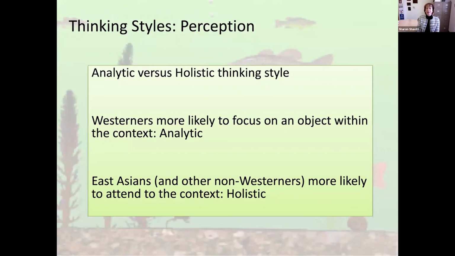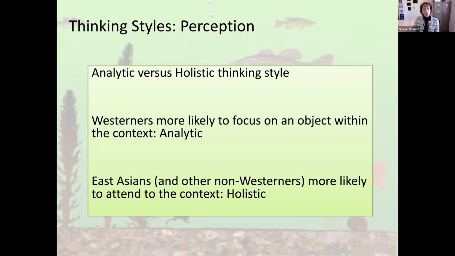Well, this is one example of a basic difference in thinking style, in perception. Westerners are more likely to focus on an object within the context. That's what an analytic thinking style teaches you to do. East Asians and other non-Westerners are more likely to attend to the context itself, in this case, the background. The green water, the seaweed, the bubbles. This is what holistic thinking involves.